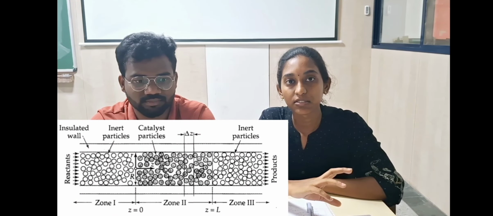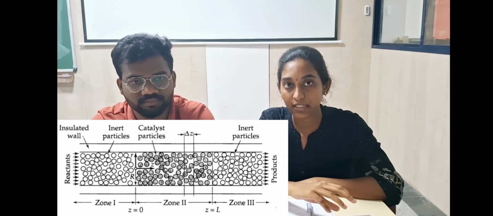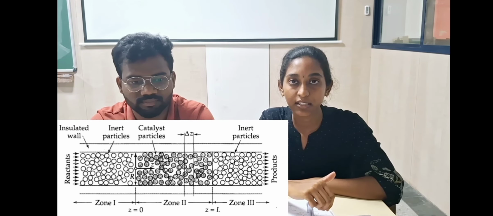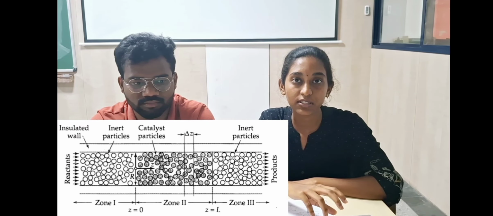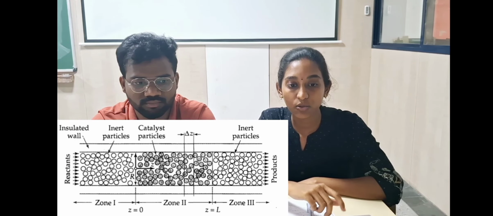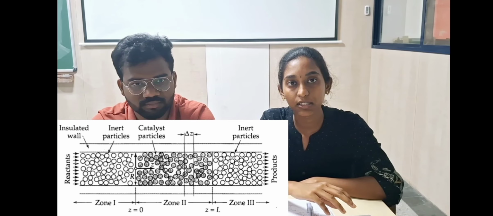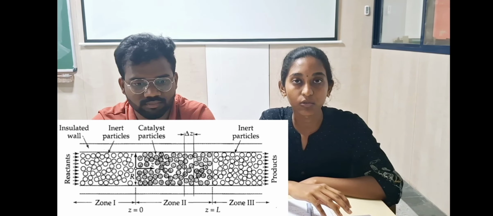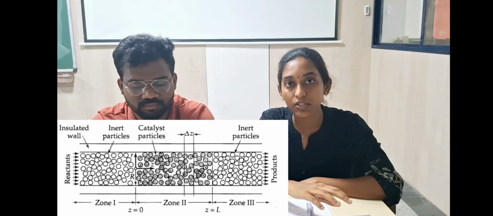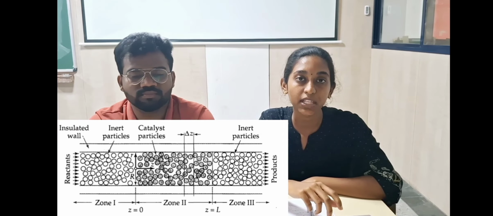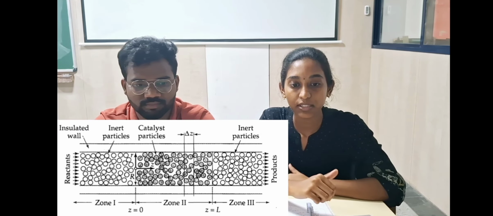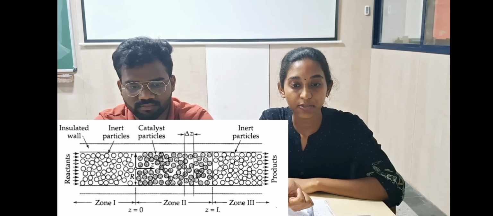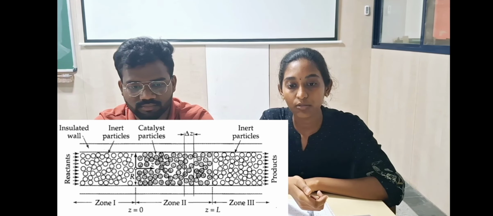So there are three zones in our fixed bed reactor. Zone 1 consists of non-catalytic spheres and Zone 3 consists of non-catalytic spheres, whereas Zone 2 consists of catalytic spheres. This is the zone where actual chemical reaction is taking place. In Zone 1, we are considering it from a length of minus infinity to 0, and Zone 2 varies from z equal to 0 to L, and Zone 3 varies from z equal to L to plus infinity. So this is similar to a fixed bed reactor with packings like a distillation column or absorber.